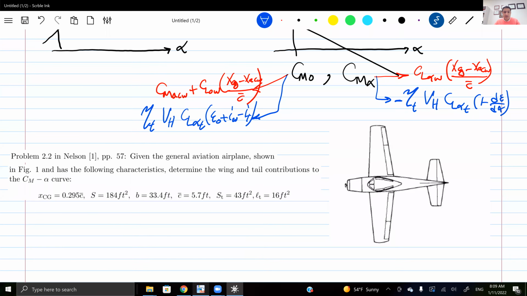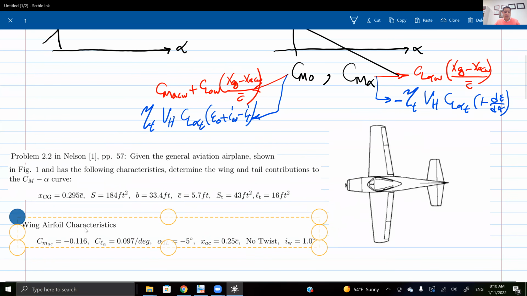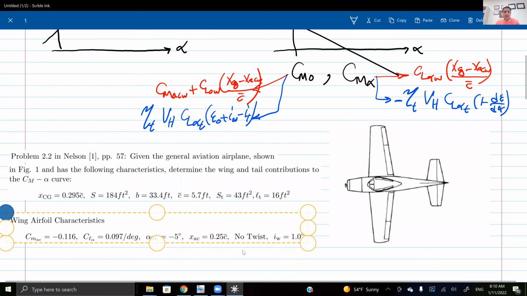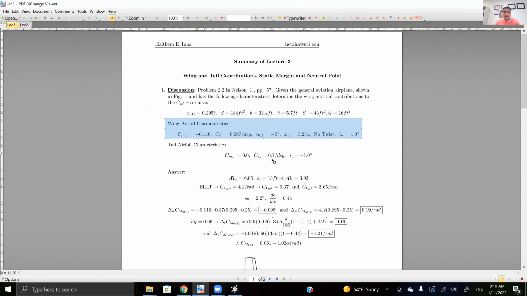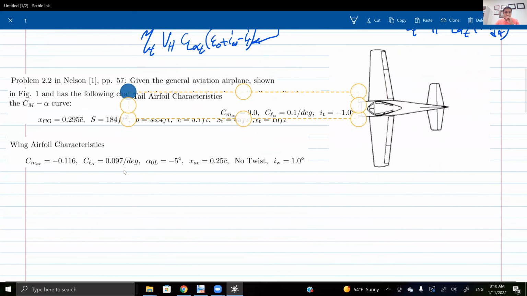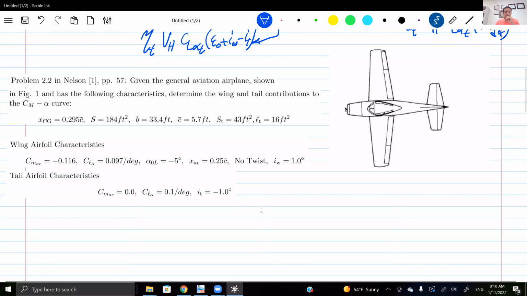So we're given some characteristics. We're also given the wing airfoil characteristics. When we say airfoil, we already know automatically that this is two-dimensional, right? And we're given the tail airfoil characteristics. All right, so we're given a bunch of things. And what is required? Here is the requirement.